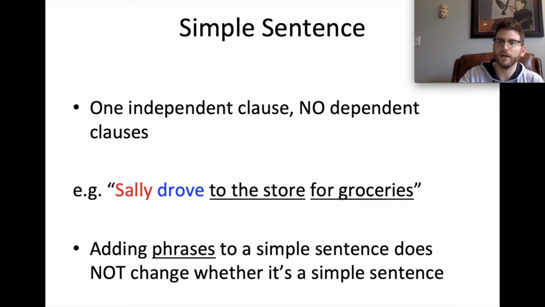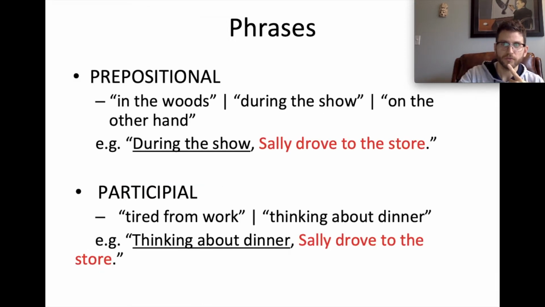Just a reminder of what we mean by phrases. We spoke about this, but it's worth a little bit of a review here. Phrases, remember, are missing a subject, missing a verb, or missing both subject and verb. And so what you see here, prepositional phrases, are missing subject and missing verb. So I'll give you some examples of prepositional phrases. In the woods, during the show. In the woods, we said, is: in being the preposition, the woods being the object of that preposition. During is our preposition. The show is the object of that preposition.